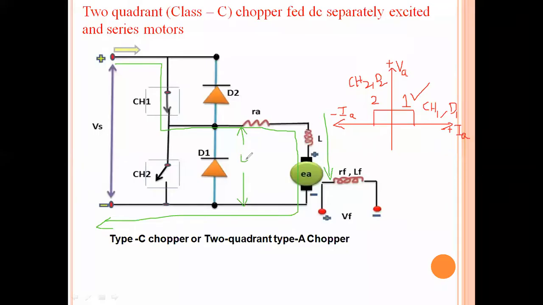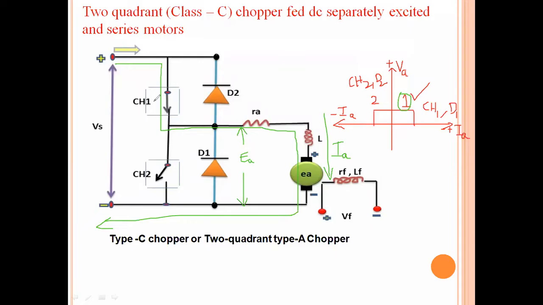and the average voltage across the motor terminals, which is EA or VA, whatever it may be, is positive. So EA is positive and the current which is flowing is also positive. So both are positive, then we will get this first quadrant operation.